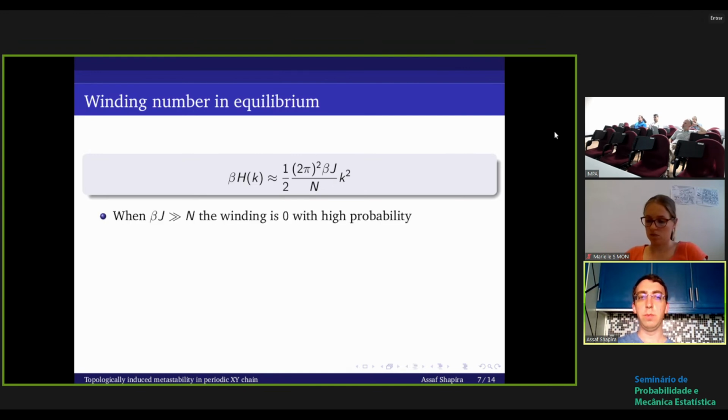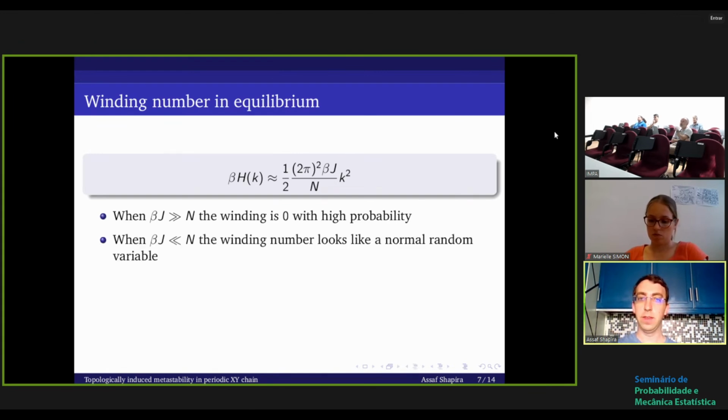Now, the first one is when beta J is much larger than n. This means that for k equals 0, the energy is 0. This is our ground state. But if beta J is very large, then even k equals 1 or minus 1 would have extremely high energy. So all states except for k equals 0 have a very low probability. So the winding number will be 0 with very high probability.